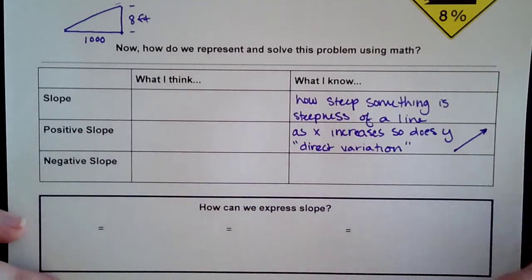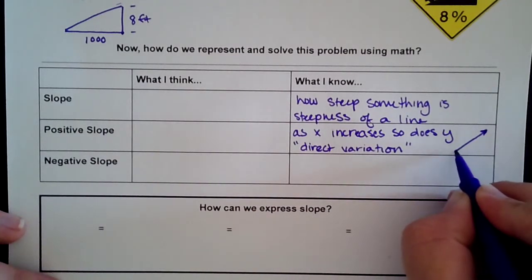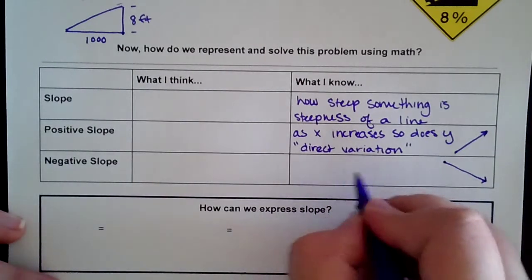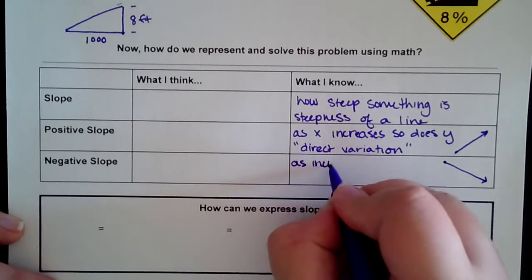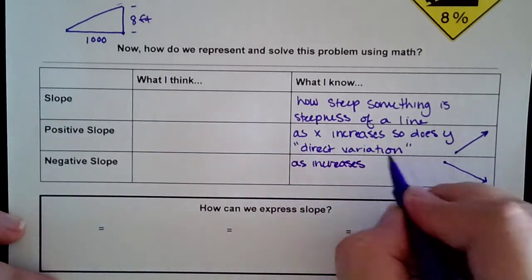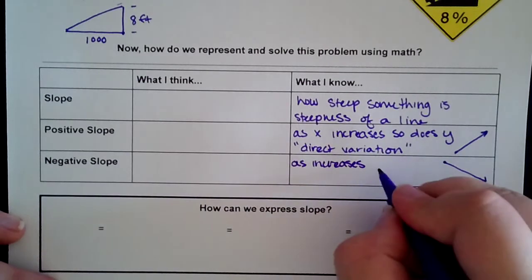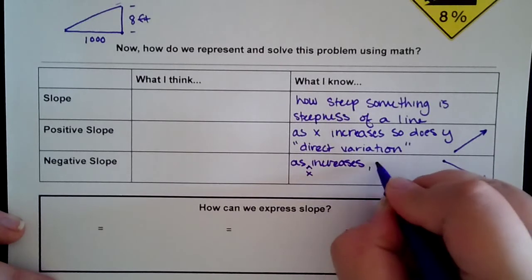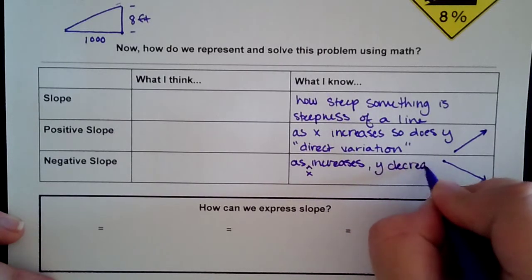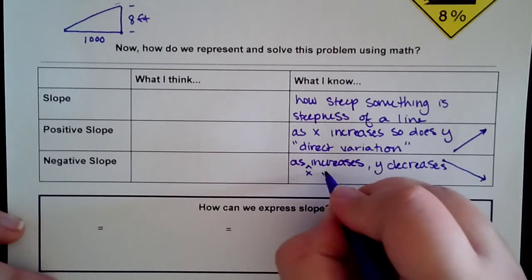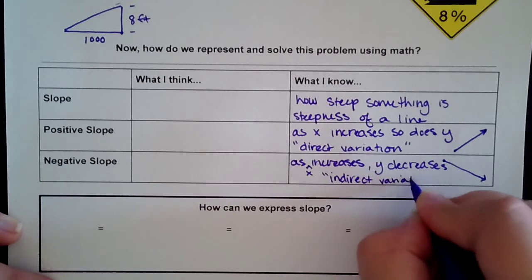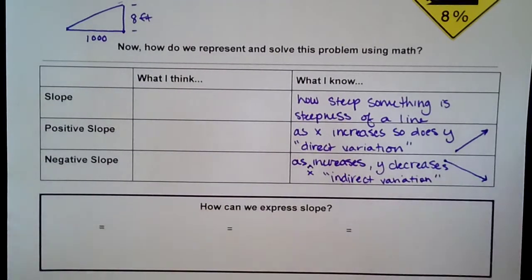Moving on, however, a negative slope then makes sense that if we started at the bottom and went up, a negative slope starts at the top and goes down, meaning as x increases, as we go further right, instead of increasing, y is going to decrease. So I should have put x in here. As x increases, y decreases. And this is called indirect variation. We're not going to talk about that one as much, but it also has quite a few uses.